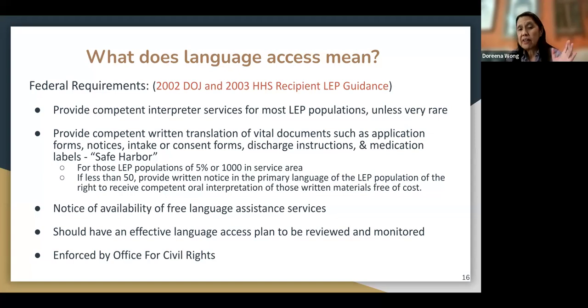Also, the entity should have an effective language access plan that should be reviewed and monitored at least annually. I'll go into that in just a moment, what a language access plan should have. And then finally, who enforces these different requirements? Under HHS, for Health and Human Services agencies, that would be the Office for Civil Rights, where you can file an administrative complaint. We will go into that a little later in the webinar. Next slide.